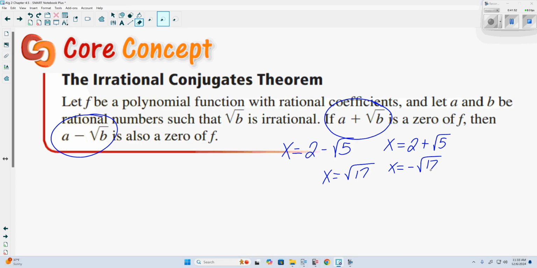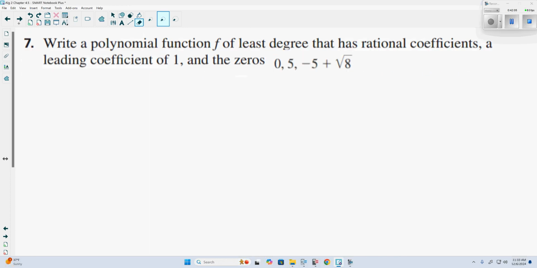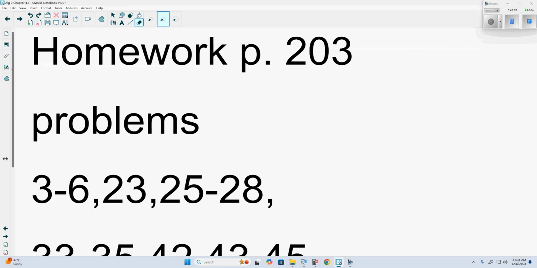And that can sometimes be helpful, especially with the ACT or different tests. Well, if they tell us that it has one irrational solution and one integer, well, that doesn't work. It has to be in pairs of 2 with the irrationals. And luckily, I'm not going to worry too much with that.